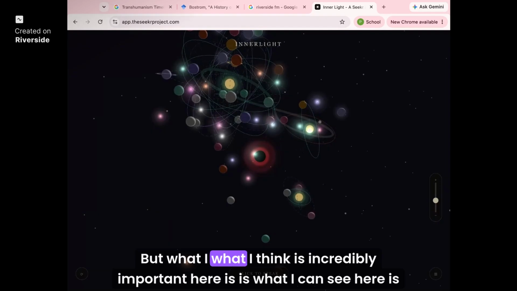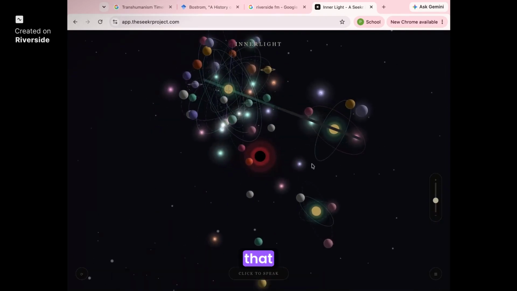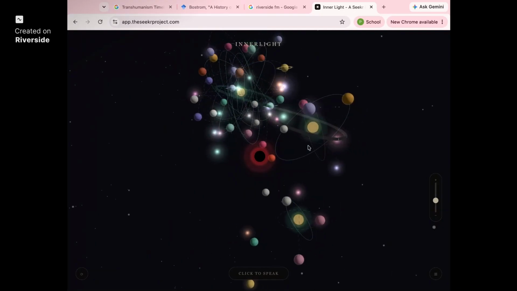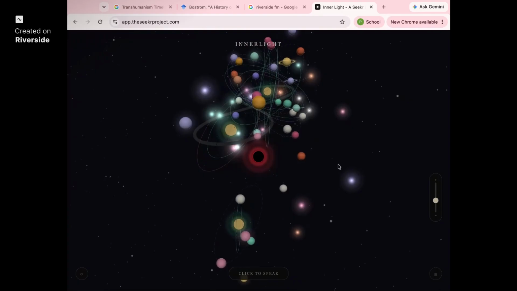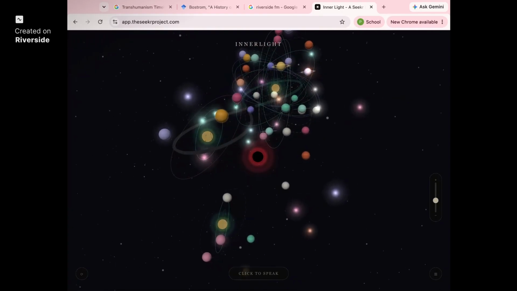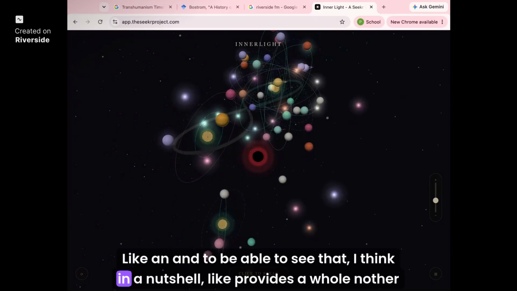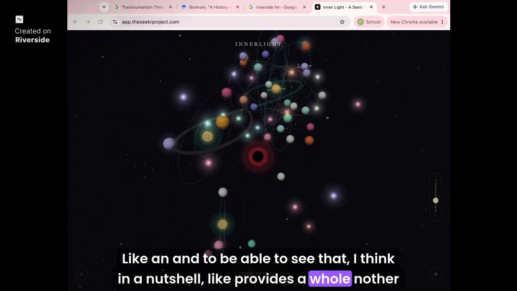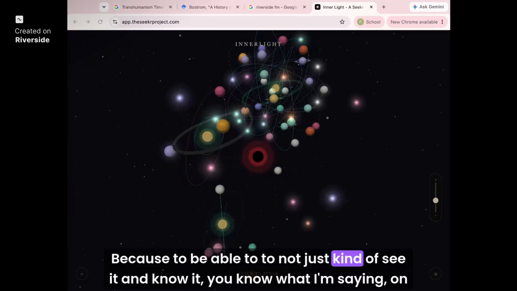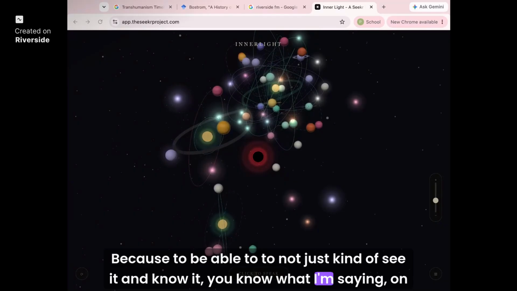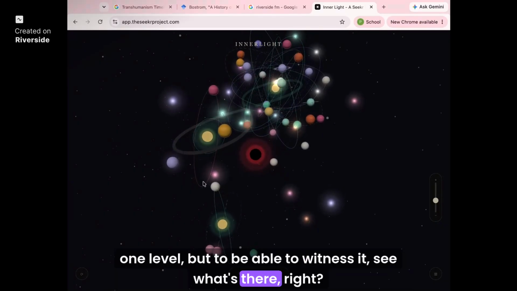But what I think is incredibly important here is that it's an honest reflection of how my system is self-organizing. And to be able to see that, in a nutshell, provides a whole other level of clarity. Because it's not just to see it and know it on one level, but to be able to witness it, see what's there, right?